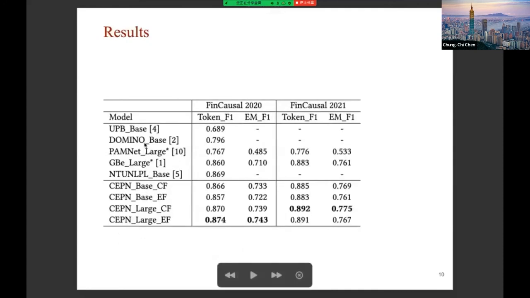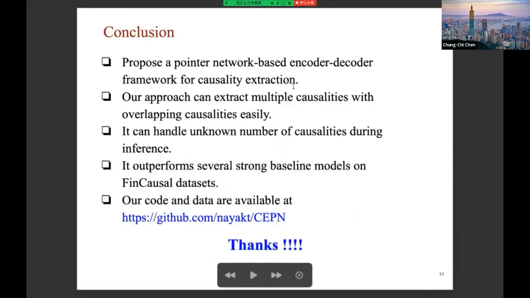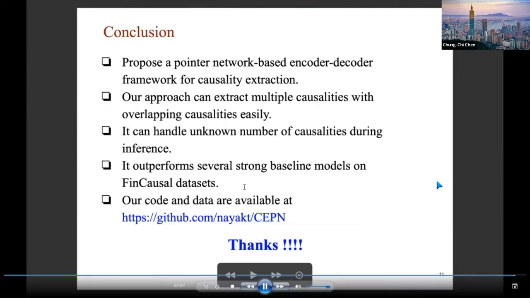Now we compare with multiple state-of-the-art baselines. Most of these baselines are sequence labeling approaches. We can see the CF model, which is cause first, and the EF, effect first, perform almost equally, and the BART large model performs a little better than the BART base model. So in conclusion, we propose a pointer network based encoder decoder approach for causality extraction, and our model solves all the real world challenges present in this task. We release our code and data for further research. Thanks. I'll be happy to answer any questions.